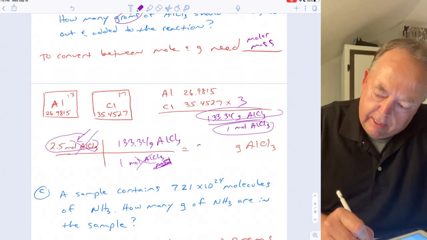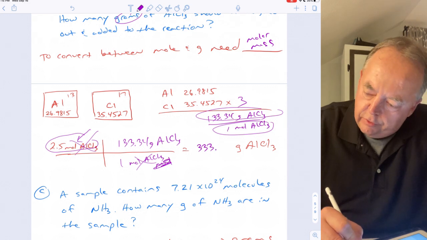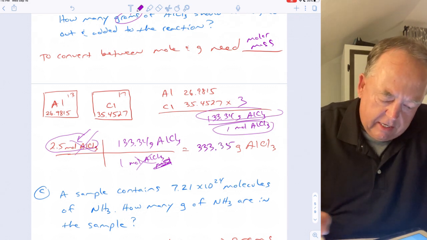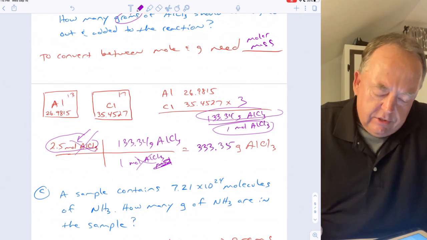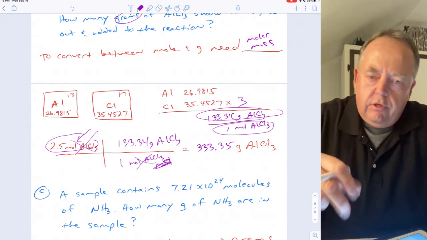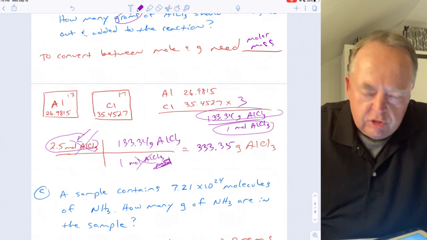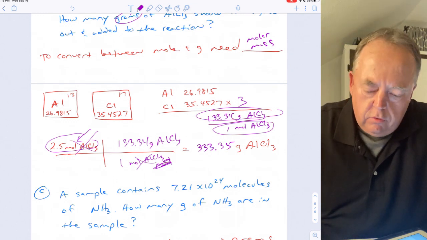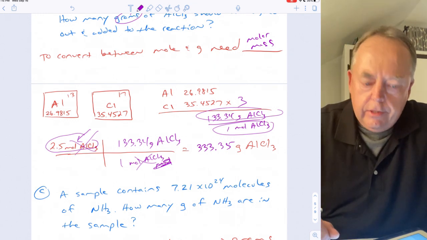So you would get, as an answer, 333.35 grams. So you need to go to the balance, weigh out 333.35 grams and put that into your reaction. And if you did that, then you just put 2.5 moles of AlCl3 into the reaction.